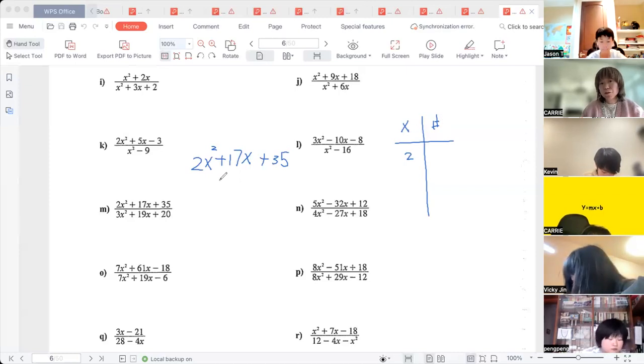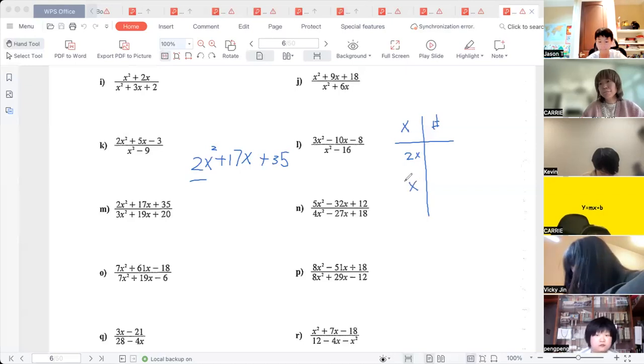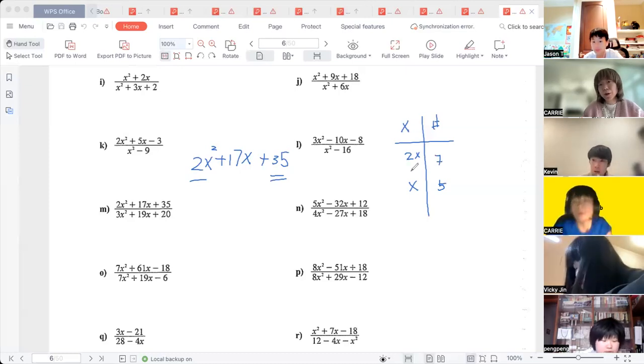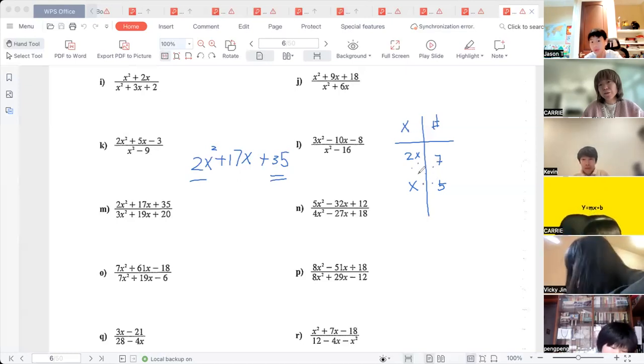So everybody, if it's 2x squared, can we just put 2x and x here directly? Correct. And 35, both of them are positive. It's really good because all of them are positive. So 1 and 35 will be too big, so I'm going to use 5 and 7. And do you know why I can immediately target it? Because I already tried this in my mind: 2x times 5 equals 10x, and 7 times x equals 7x, so 10x plus 7x equals 17x.